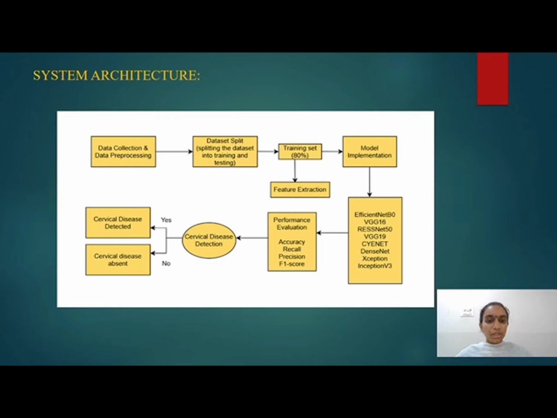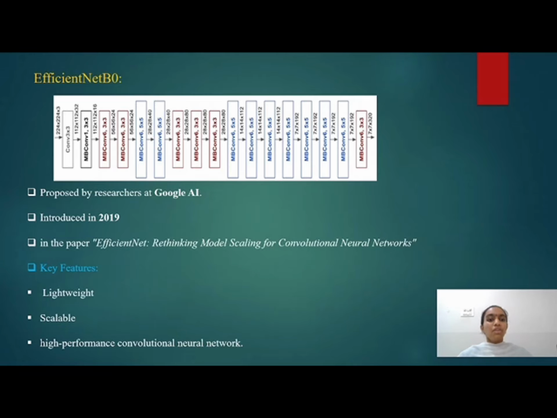System architecture refers to the structured framework that defines how different components of a system interact, work together, and flow from start to end to achieve a specific goal. In context to our project, system architecture describes the entire process or pipeline used to collect and prepare the image data, train the deep learning models, evaluate the models, and use the best model to detect cervical diseases. We experimented with several deep learning models like EfficientNet B0. It is a lightweight scalable network from Google AI. It was introduced in the year 2019.